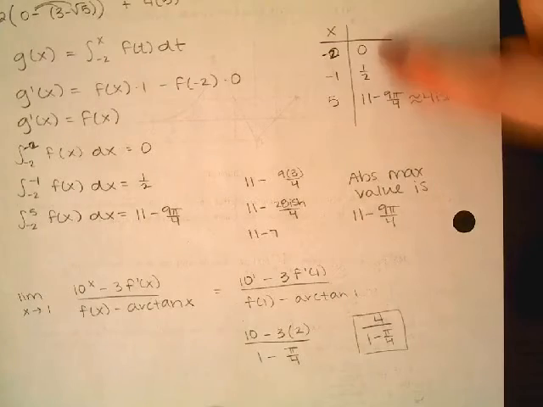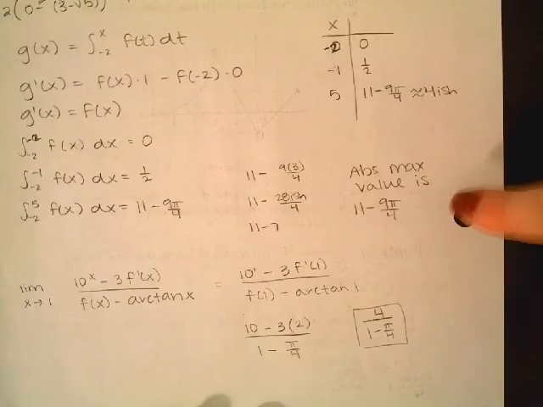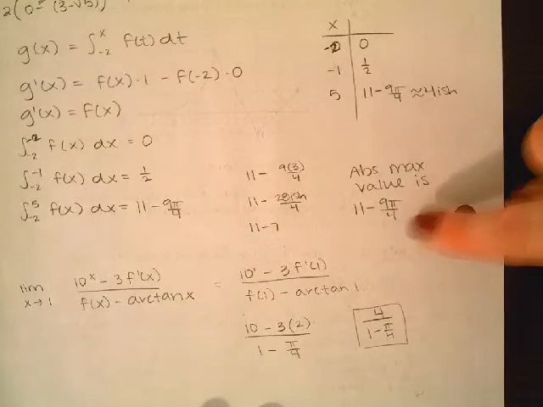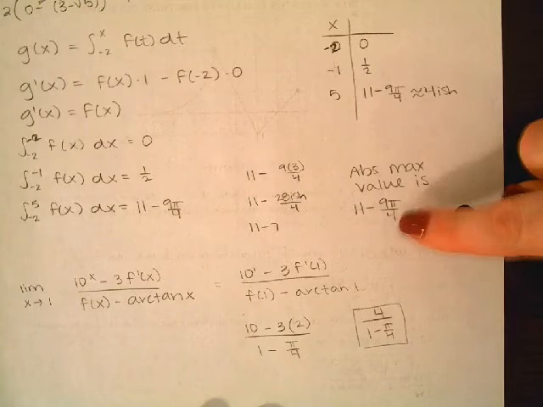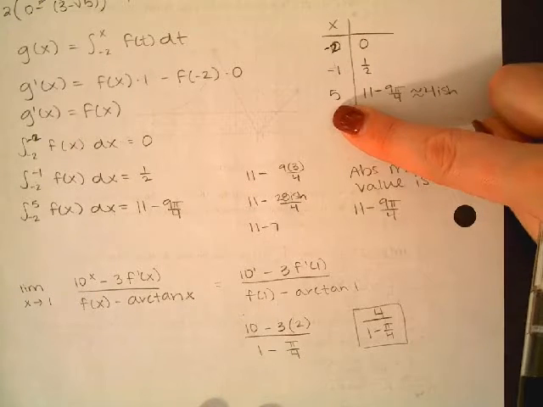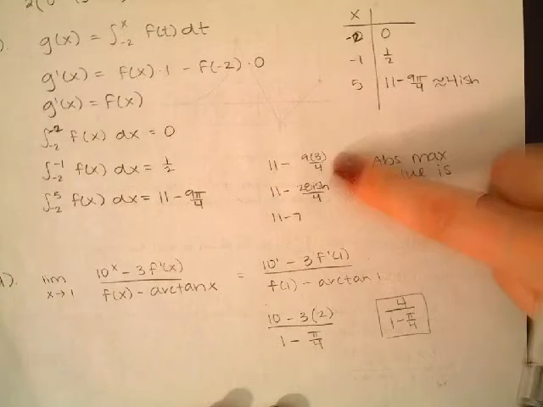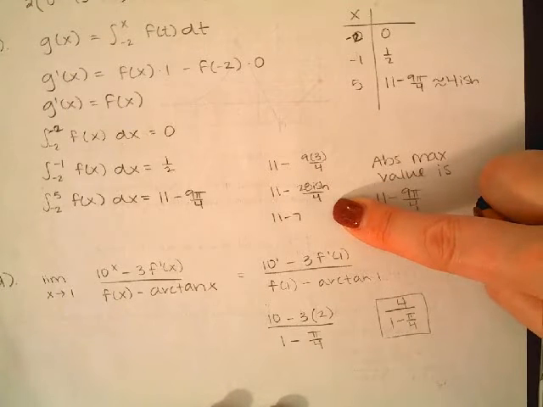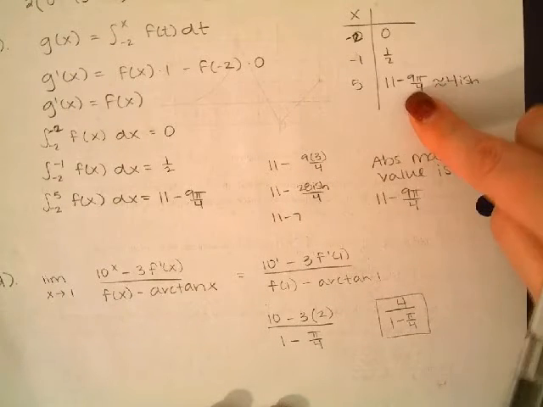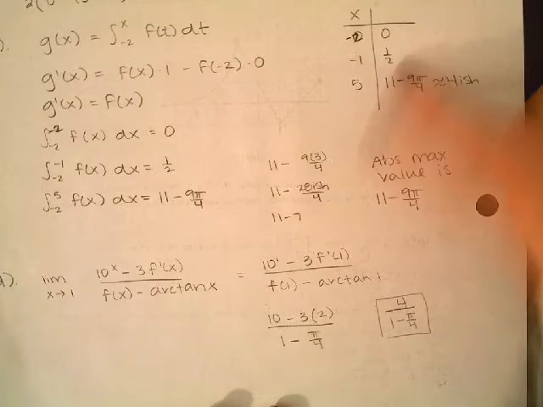And then what I did is I just looked at the size of the y-coordinates. I knew that the absolute maximum value was the y-coordinate. It's not the location. The location is 5, but the actual value itself is going to be 11 minus 9 pi fourths. The work that I did right here was me just making sure that 11 minus 9 pi fourths would be bigger than 1/2. So I didn't do perfect math there.